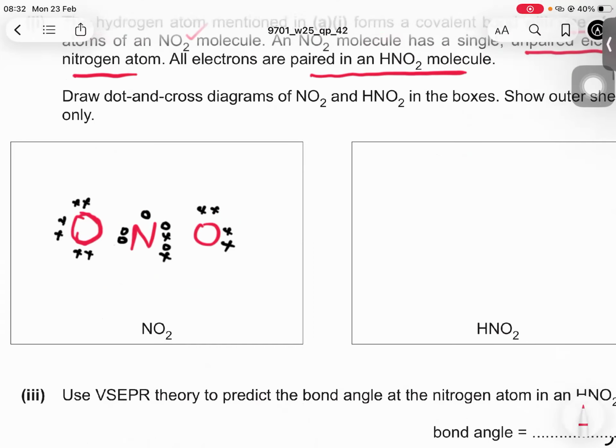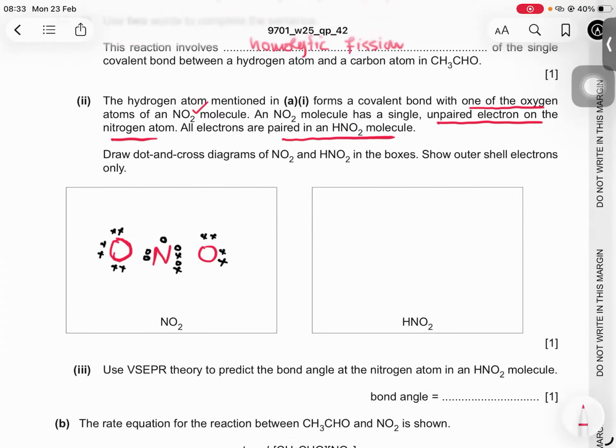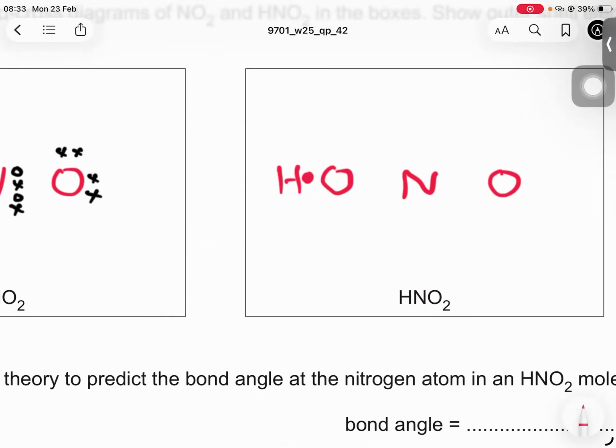So if you come to HNO2, the question told us the hydrogen atom mentioned in A1 forms a covalent bond with one of the oxygen atoms. So there must be nitrogen bonded with oxygen and then hydrogen bonded with oxygen. So it should be like this. For example, let's start. Hydrogen has 1 electron here. So 1, 2, 3, 4, 5, and 6. So in this way, hydrogen's doublet is complete by making a single bond with this, right?